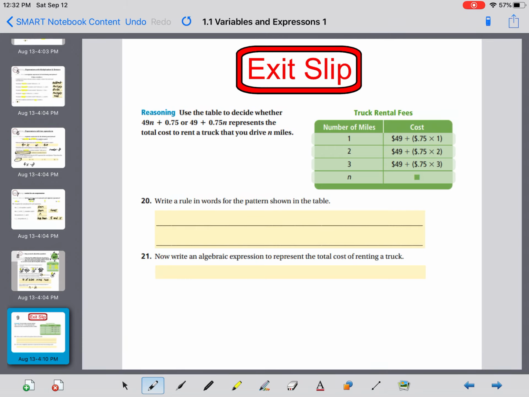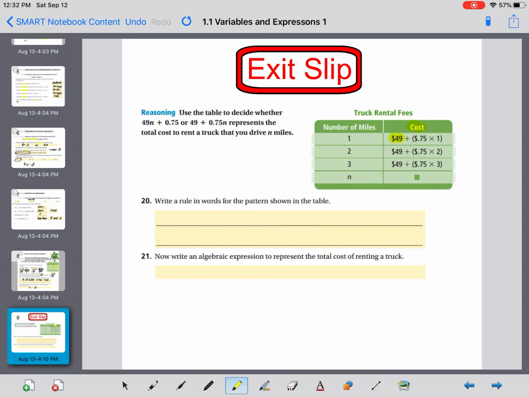This is a reasoning question. It asks you to use the table to decide whether 49n plus 0.75 or 49 plus 0.75n represents the total cost to rent a truck that you drove n miles. So you're moving, you need to rent a truck to move all your boxes from your old house to your new house. If you take a look at the cost, there are some things that stay the same in each of the rows.